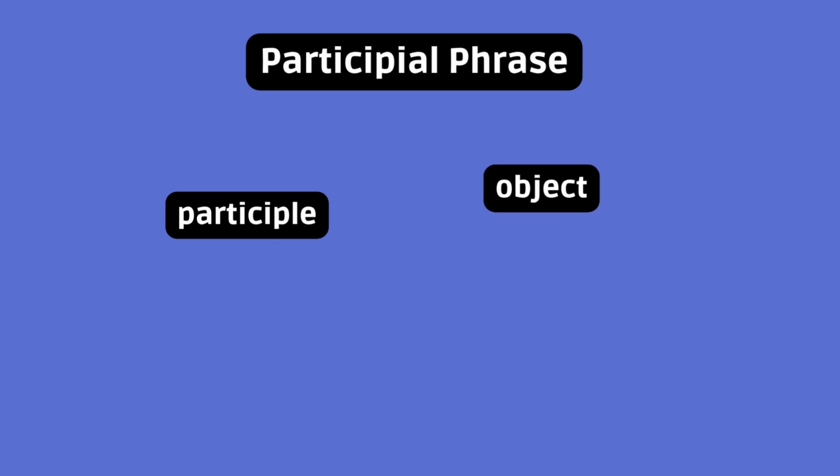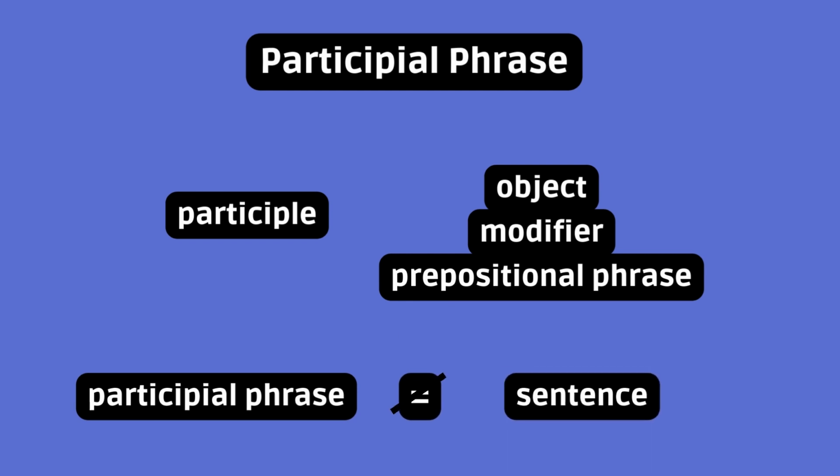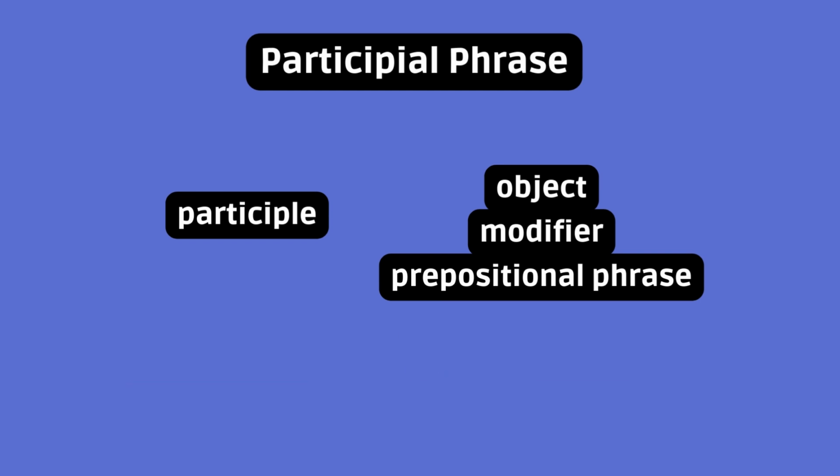Participial phrase. A quick word on participial phrases. These act as adjectives. A participial phrase begins with a participle and is followed by an object, a modifier, or a prepositional phrase. So it adds information to a main clause or a complete sentence. In other words, it's a group of words that adds descriptive detail to a sentence. In itself, it's not a complete sentence, but when removed, the remaining words still form a complete sentence, although the meaning might be slightly different.